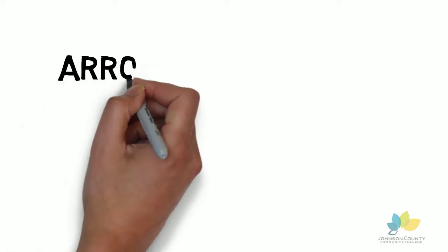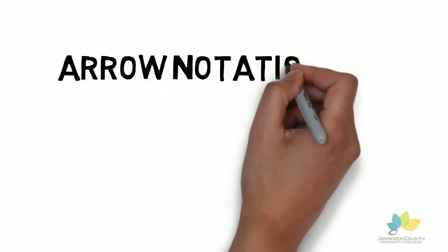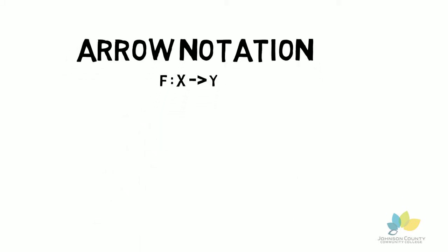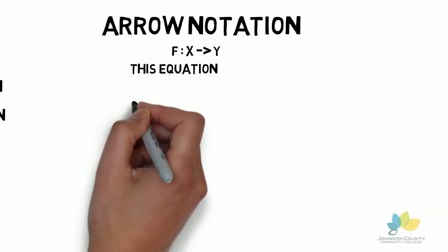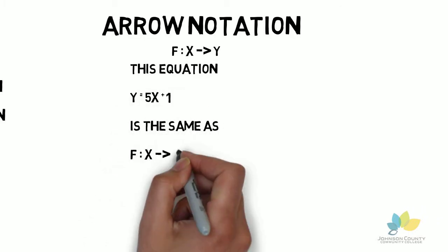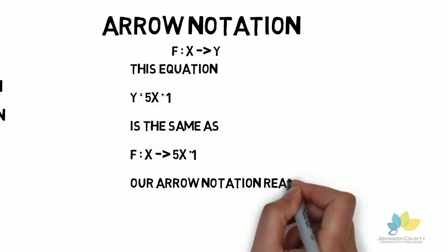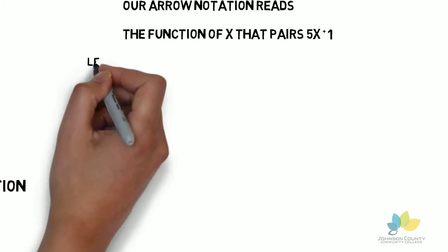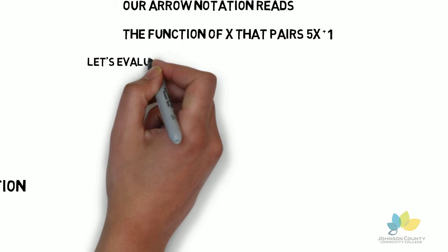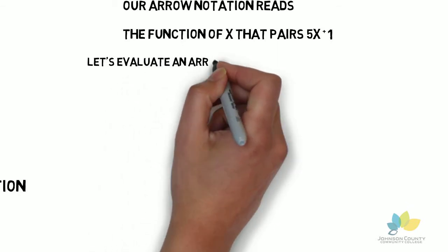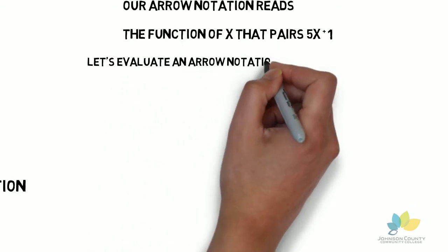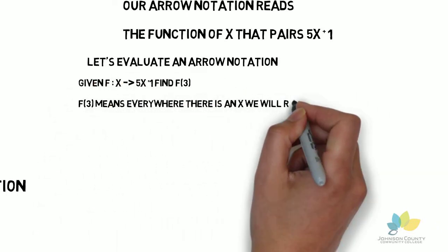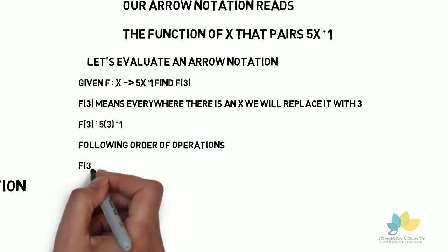Arrow notation. This equation, y equals 5x plus 1, is the same as the function that pairs x to 5x plus 1. Let's evaluate our arrow notation. Given the function that pairs x to 5x plus 1, find f of 3.